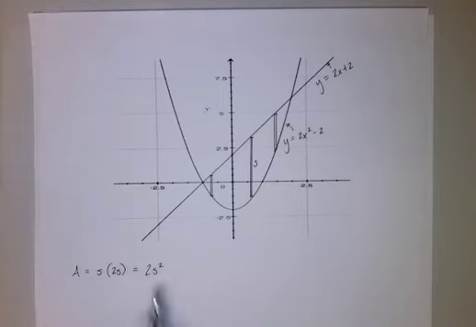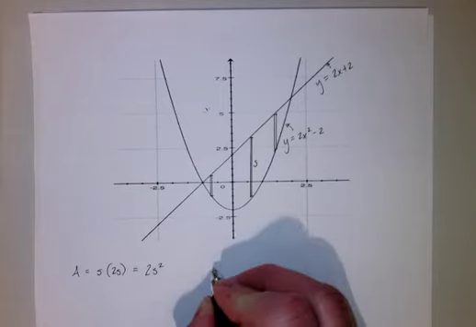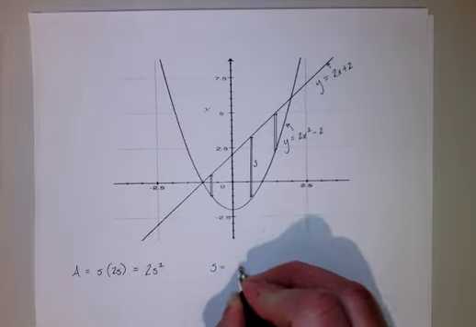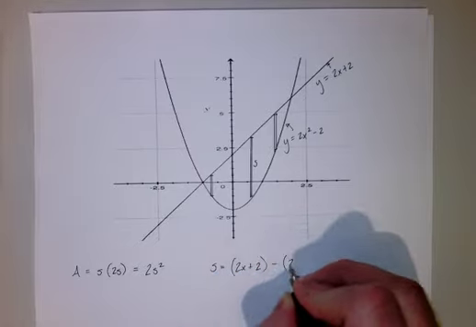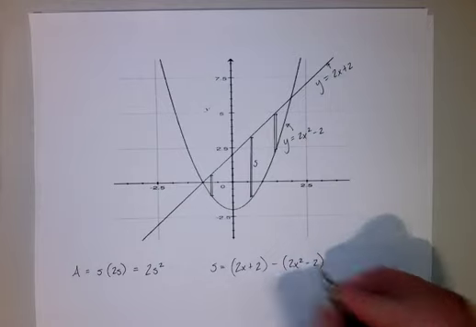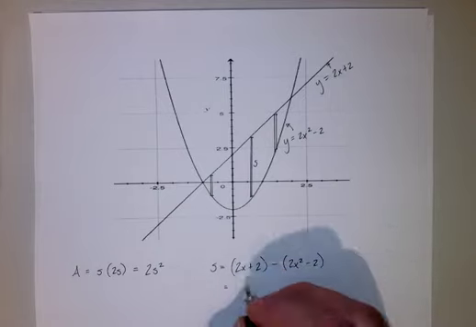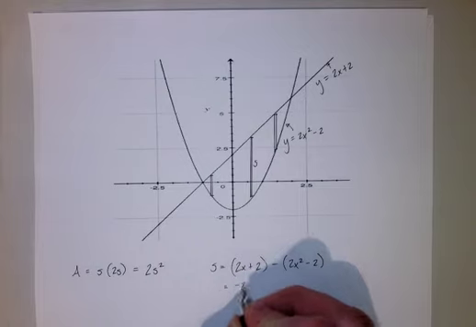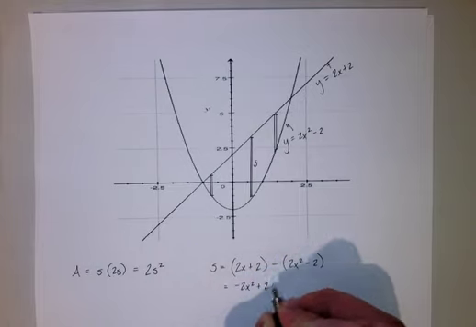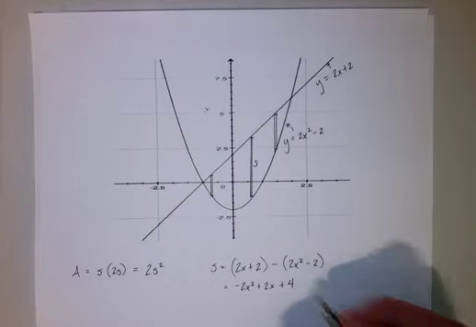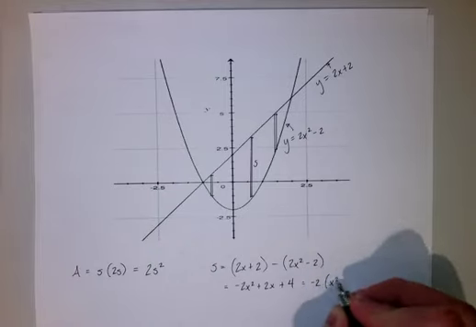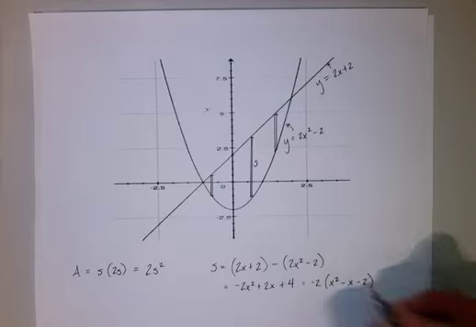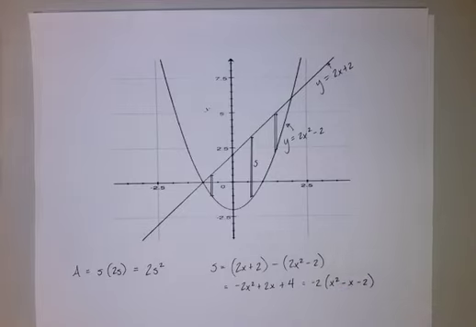It varies, okay? So we happen to know that S is going to be 2x plus 2, which is the top, minus 2x squared minus 2, which is the bottom. We can go ahead and simplify that a little bit. We get negative 2x squared plus 2x plus 4. And if we want to go ahead and factor out a negative 2, I don't really see any reason why we should, but for those of you that have that factoring compulsion, there you go.